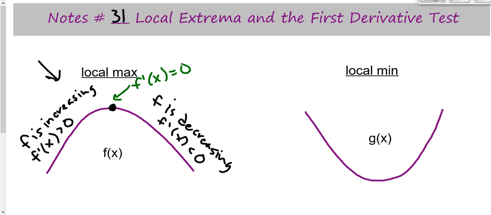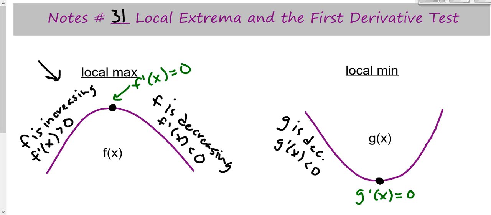Okay, now let's take a look at the next graph. We have a critical point with a local minimum. And at that point, the derivative would be 0 because you would have a horizontal tangent line. Before that point, you see the graph is decreasing. So g, oops, I should have called the other one f prime of x. So to the left of the local minimum, g is decreasing. Therefore, g prime of x is negative. And to the right of the minimum, g is increasing. Therefore, g prime of x is greater than 0.